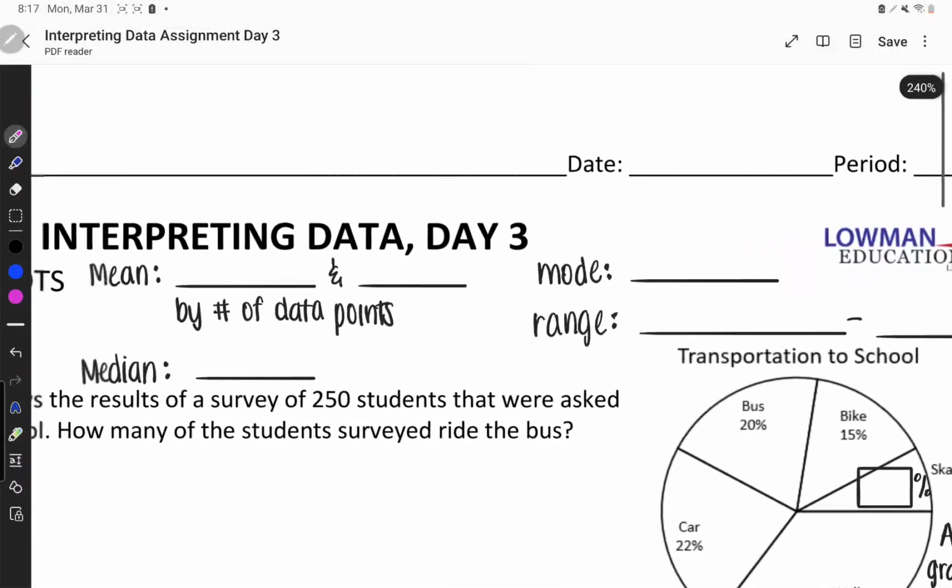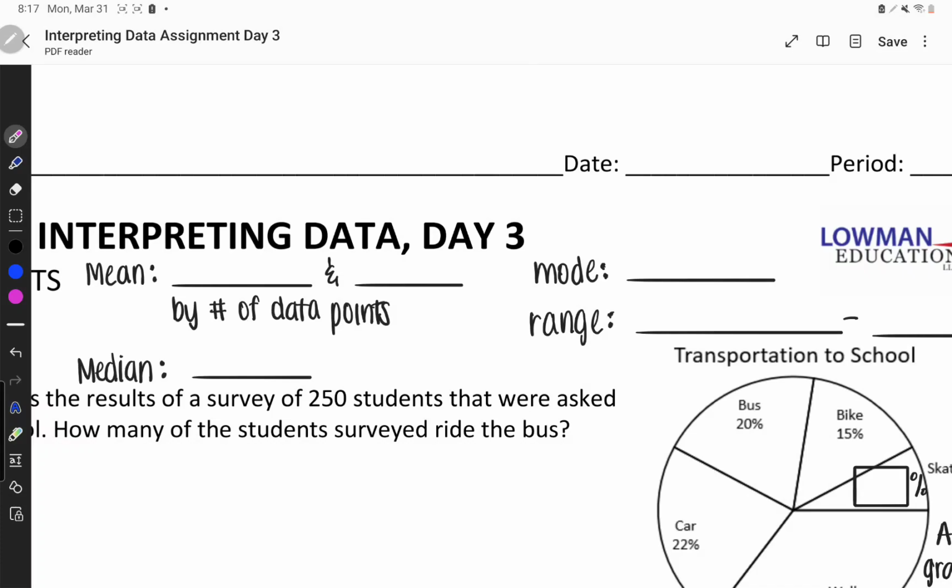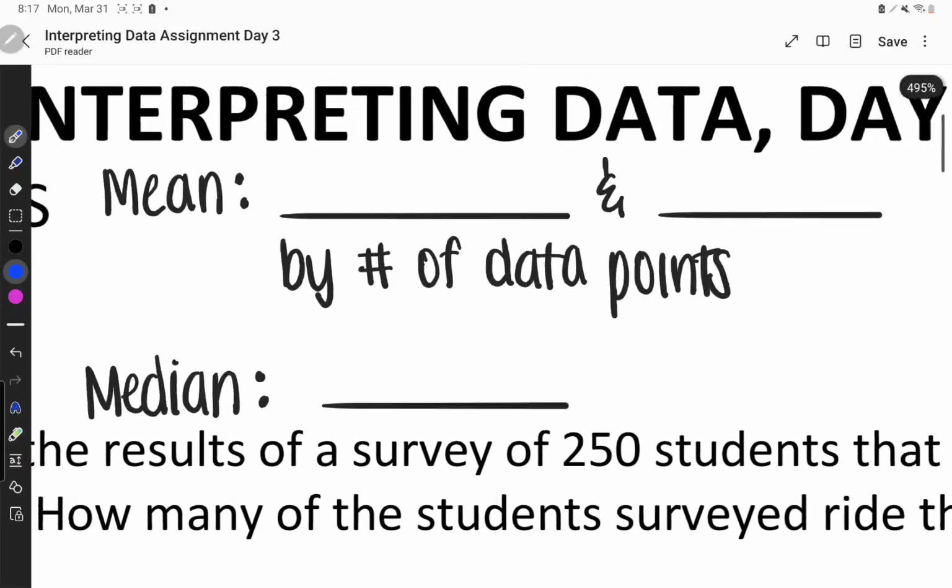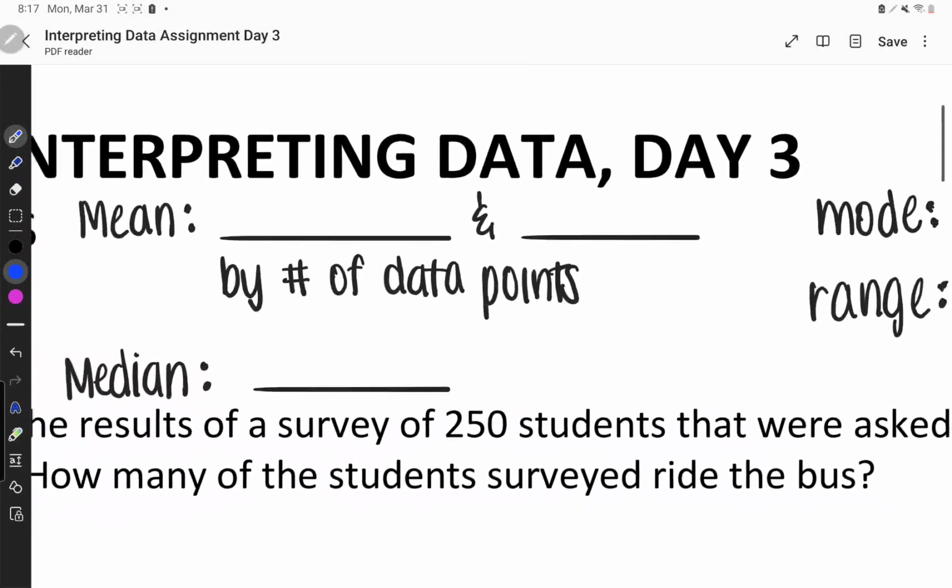All right, so the first thing we start off with is our vocabulary terms. Now, if you forgot what these vocabulary terms are, you should be able to flip over your page and find them. The first one we're going to talk about is mean. So how do you find the mean? Well, what goes in these blanks is we add everything together, and then we divide by the total number of data points. What's another word for median?